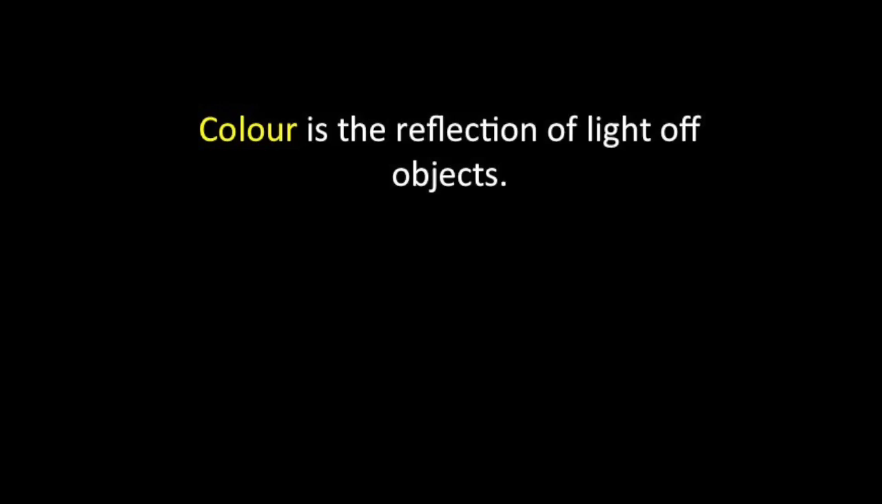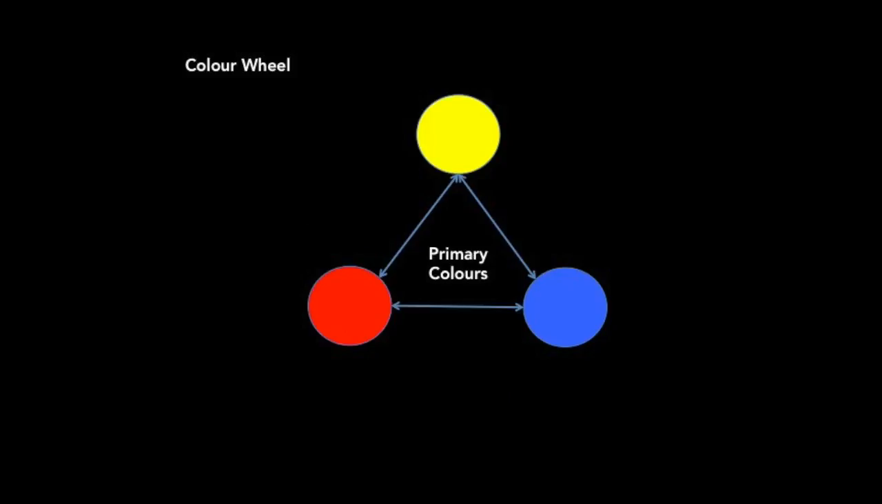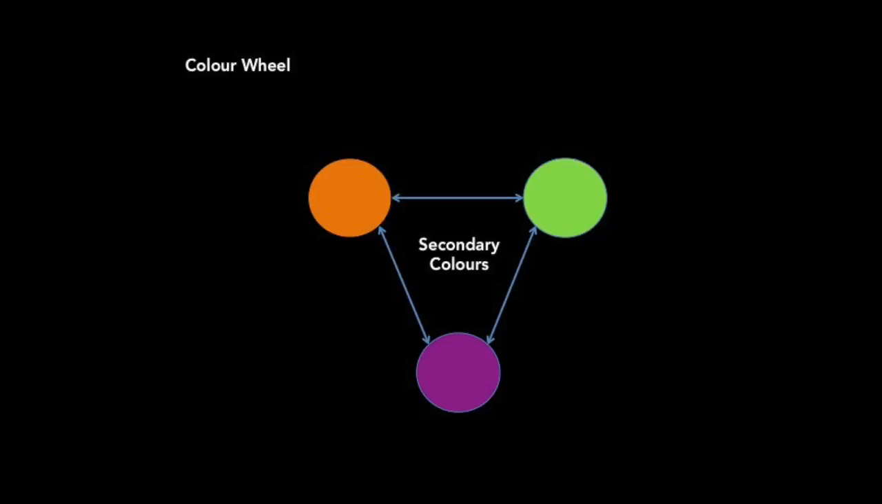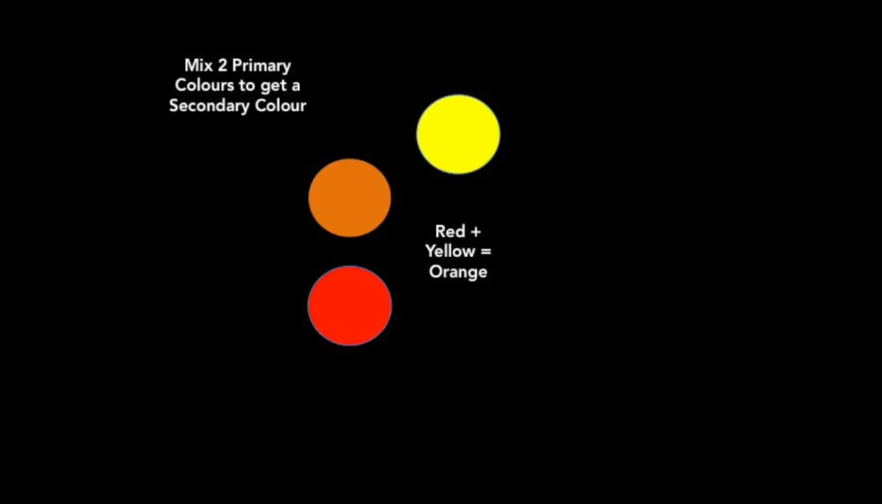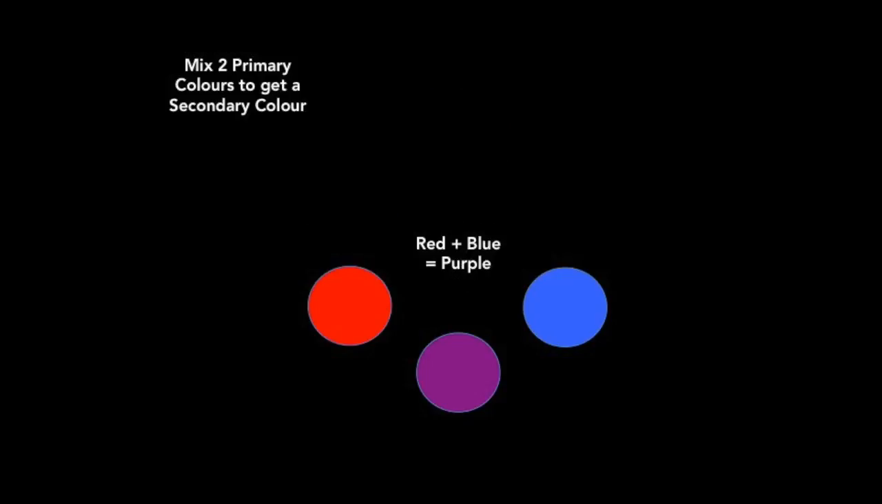Color is reflected light off objects. Color has 3 main characteristics: hue, value, and intensity. This color wheel shows the hues. There are 3 primary colors and 3 secondary colors. Primary colors are red, yellow, and blue. Secondary colors are orange, green, and purple. When you mix 2 primaries together, you make a secondary color. For example, red and yellow make orange, yellow and blue make green, red and blue make purple.